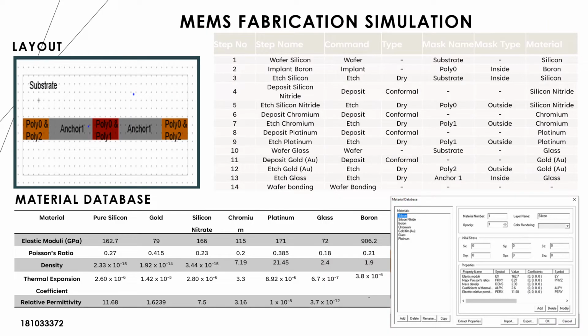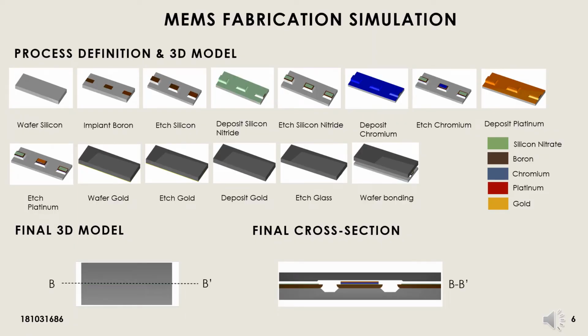For the layout of this MEMS thermal flow sensor, we have used one substrate, 3 poly 0, 1 poly 1, 2 poly 2 and 2 anchor 1, and there are 14 steps of process definition. This MEMS thermal flow sensor consists of 7 materials: silicon, gold, silicon nitride, chromium, platinum, glass and boron, with related elastic moduli, Poisson ratio, density, thermal expansion coefficient and relative permittivity. This slide is referred to our MEMS fabrication simulation.